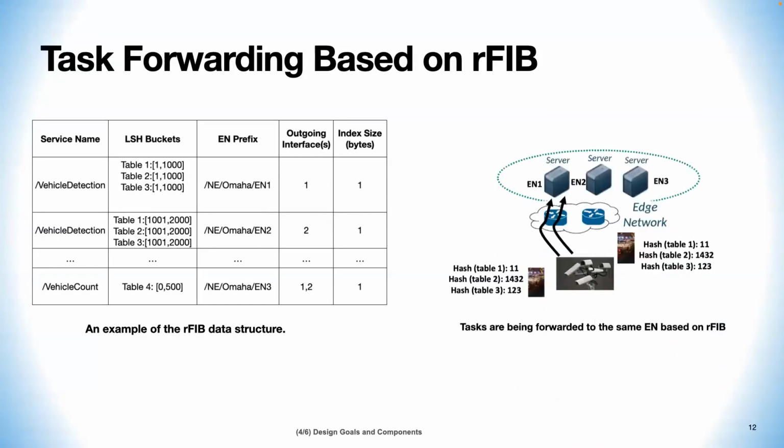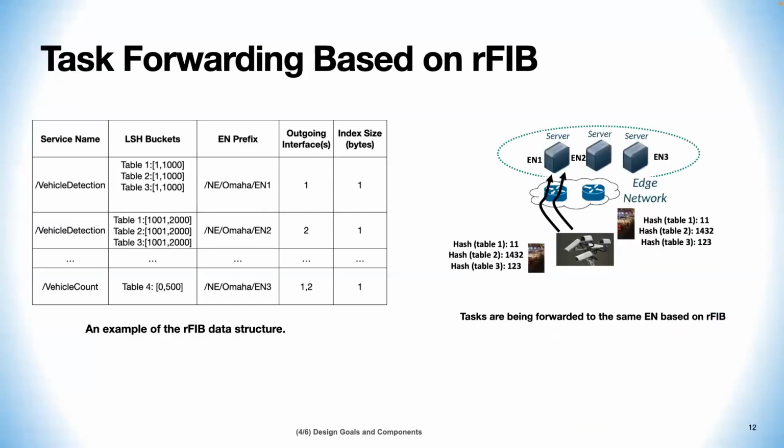Let's consider an example where a CCTV camera takes 2 snapshots and hashes these subsequent snapshots. Let's consider 3 tables are being used to increase the accuracy of the framework. Now, 2 of the 3 hash values indicate that this snapshot should be forwarded to edge node 1, but the other hash value indicates that it should be forwarded to edge node 2. So that task will be forwarded according to the majority of the hash values. That means to edge node 1.